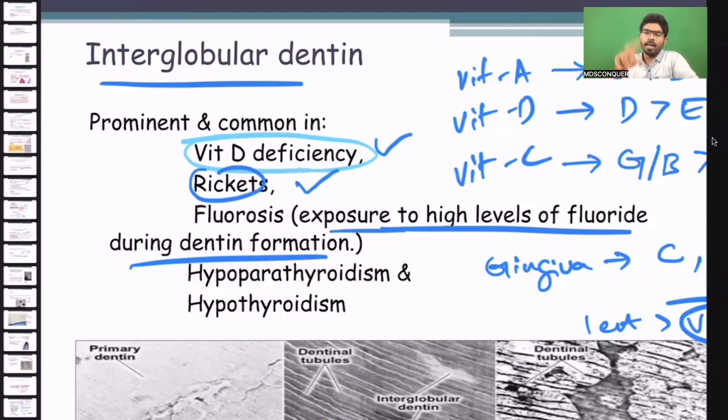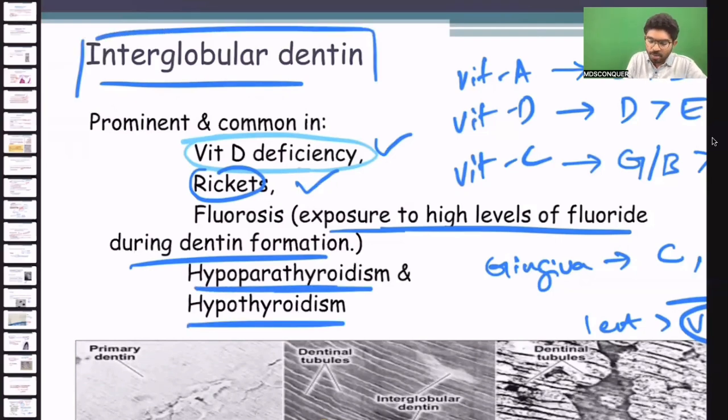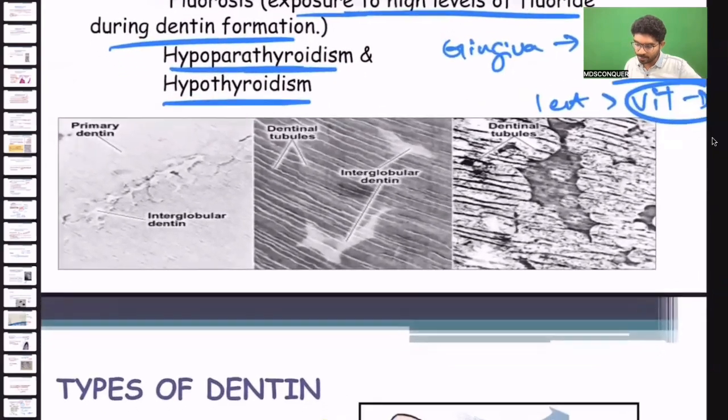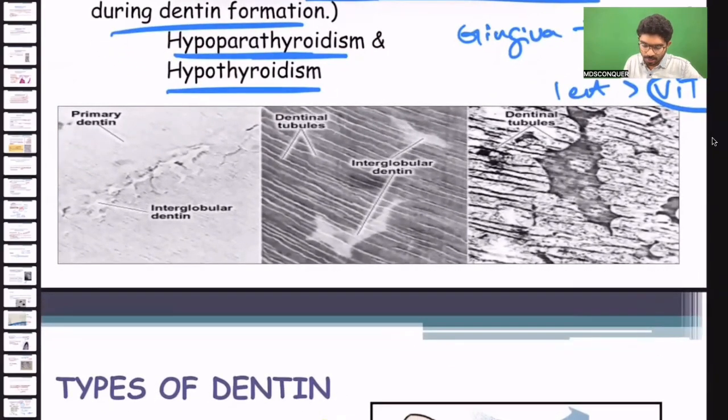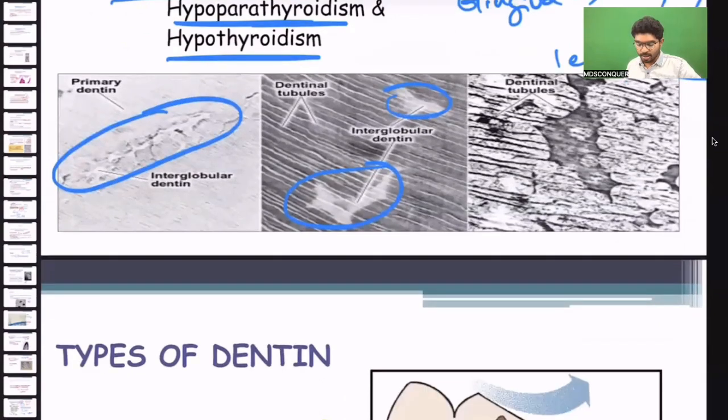That is during the development. After the development, you apply fluoride. That is your topical fluoride application, your APF gels, your NaF gels, SnF2s. All these are applied because they form fluorohydroxyapatite, which is more resistant to dental caries. So apart from this high fluoride content, hypoparathyroidism and hypothyroidism are the conditions which can lead to formation of interglobular dentin. Clear? Okay. Chalo, I'm going ahead. So this is how the irregular interglobular dentins will look in the histological photograph.